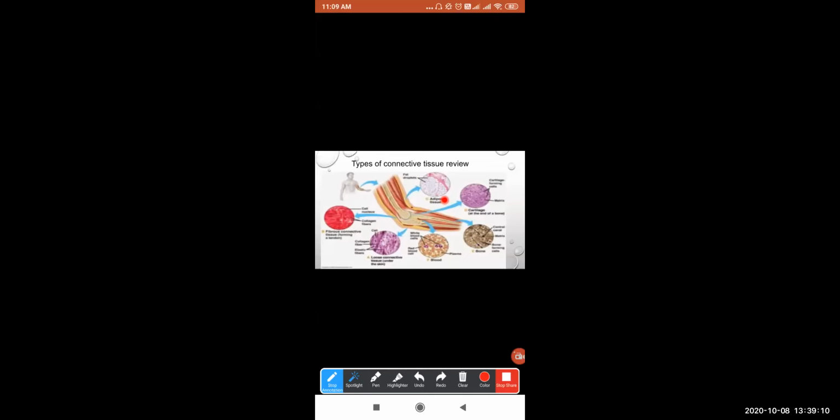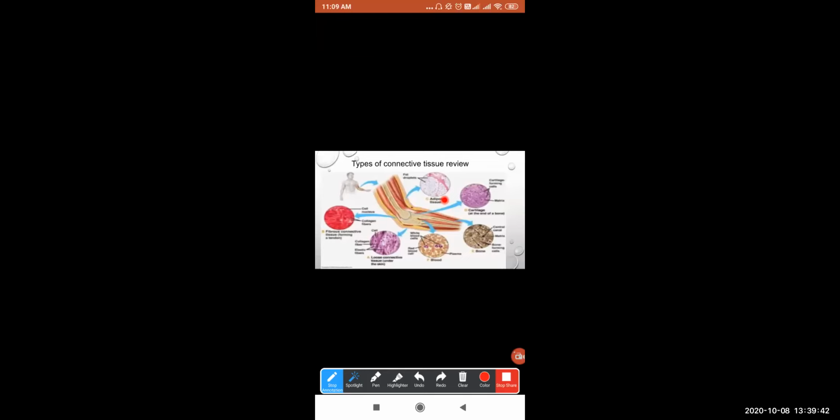The next is areolar tissue. Areolar tissue is present surrounding the internal organs. These are also made up of different types of cells like fibroblasts, elastin fibers, plasma cells, mast cells. The main function of areolar tissue is providing support to the internal organs.